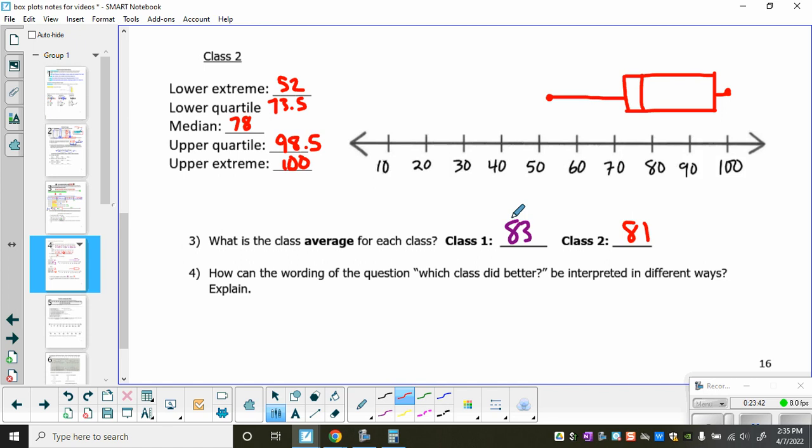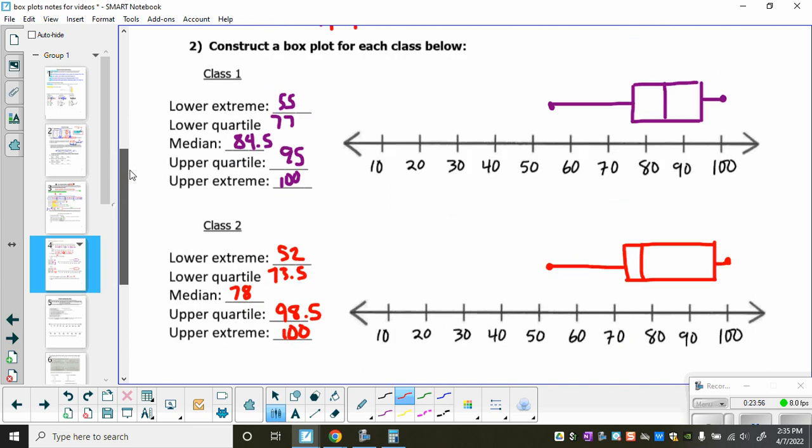And so when we look at the last question here, it says, how can the wording of the question, which class did better, be interpreted in different ways? Again, as a teacher, it really just depends. There's different things that you're looking at, and it can be interpreted in a lot of different ways because, like I said, we look at different parts of the data. For example, half of this class did better than an 84.5. That's pretty good, versus half the class here only did better than a 78. So that class did better there, but this is pretty impressive, saying that the top fourth of your class did better than the 98.5.